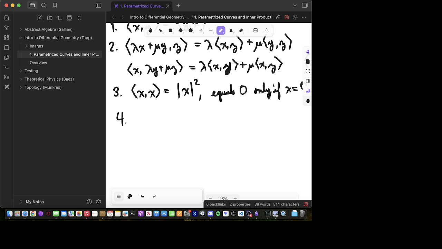Finally, we have that the absolute value of the inner product of x and y is less than or equal to the norm of x times the norm of y.